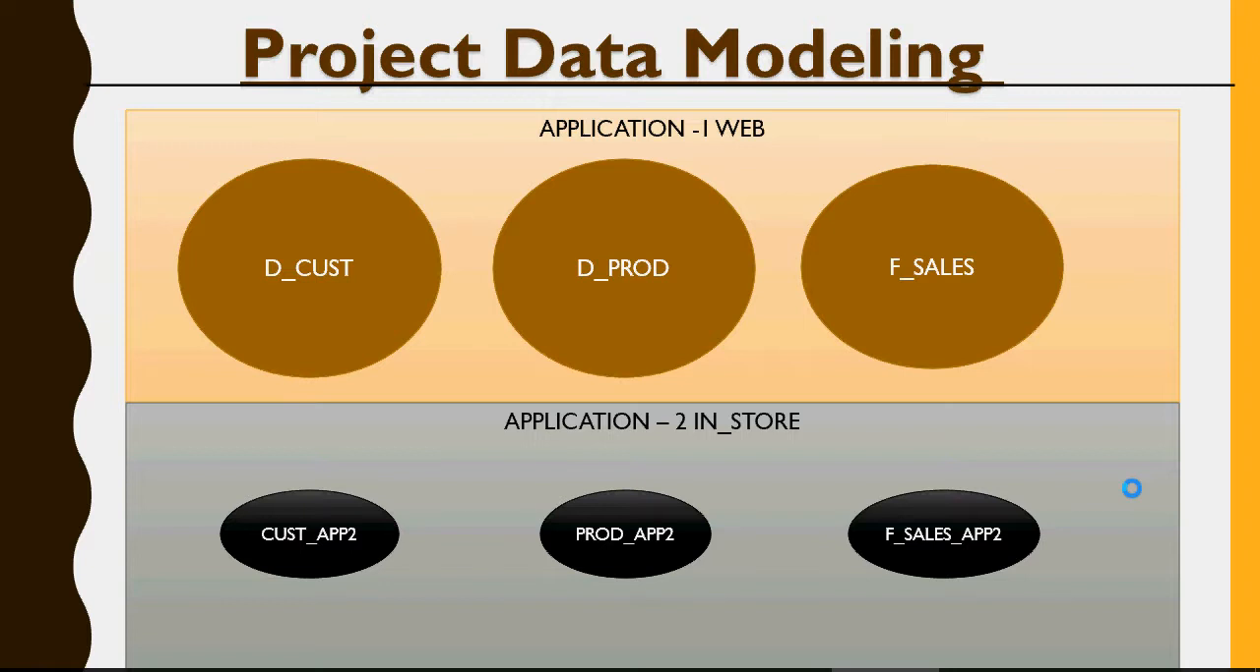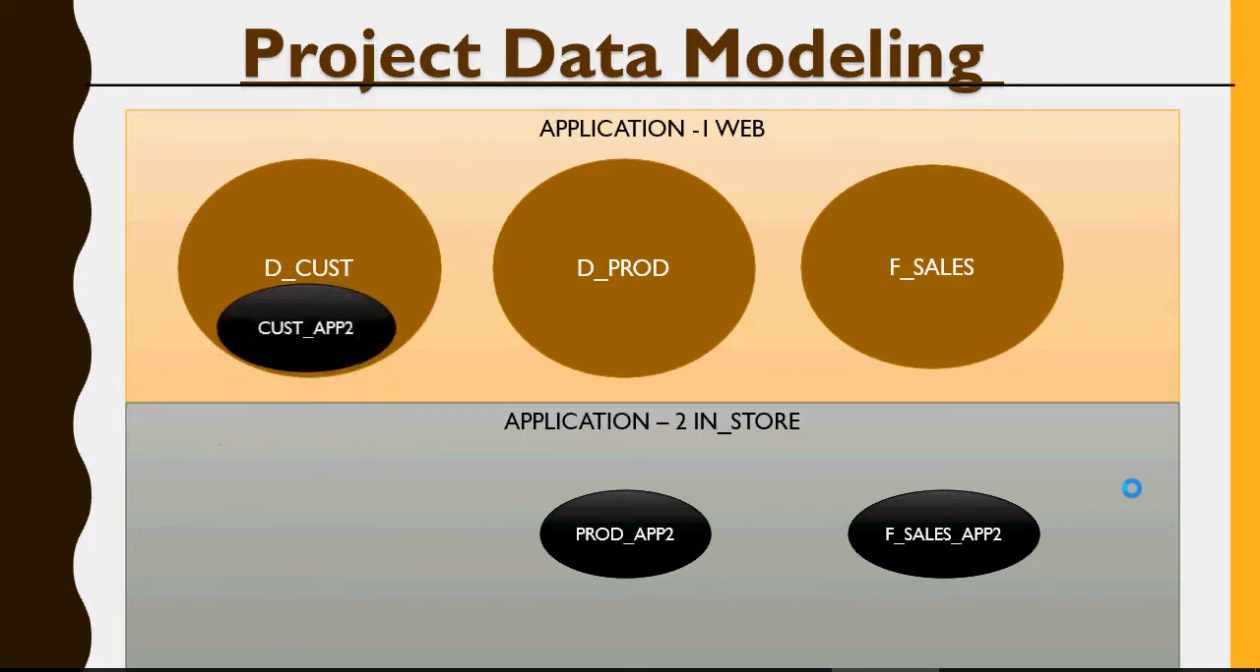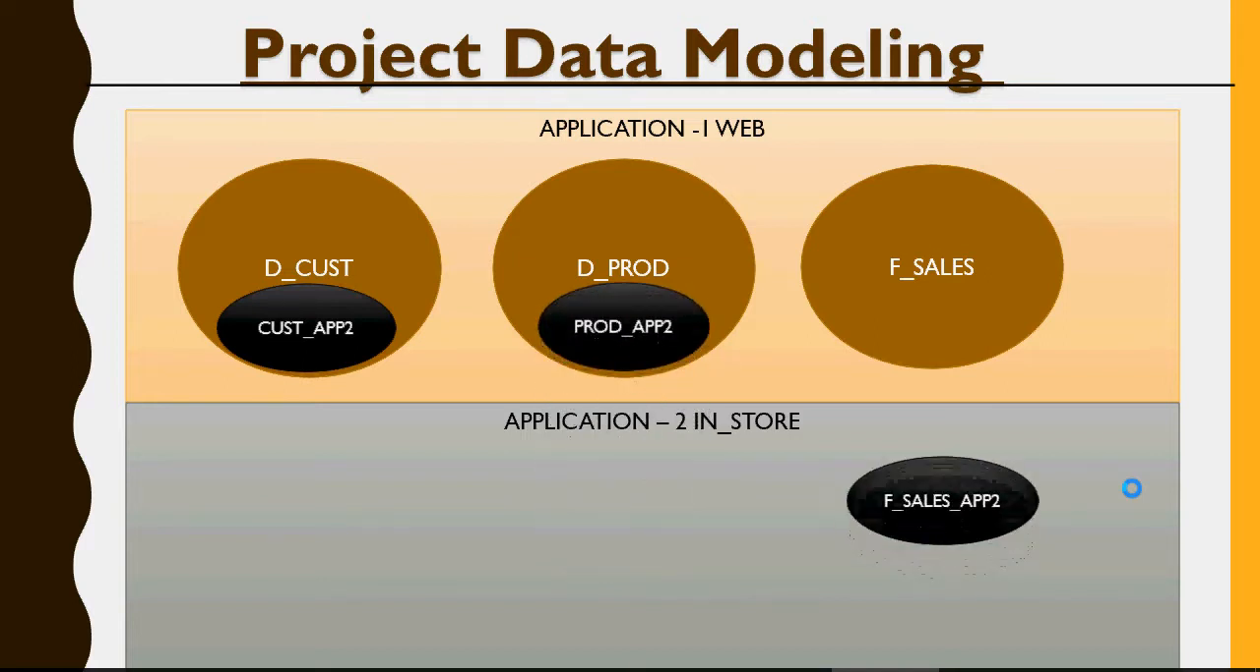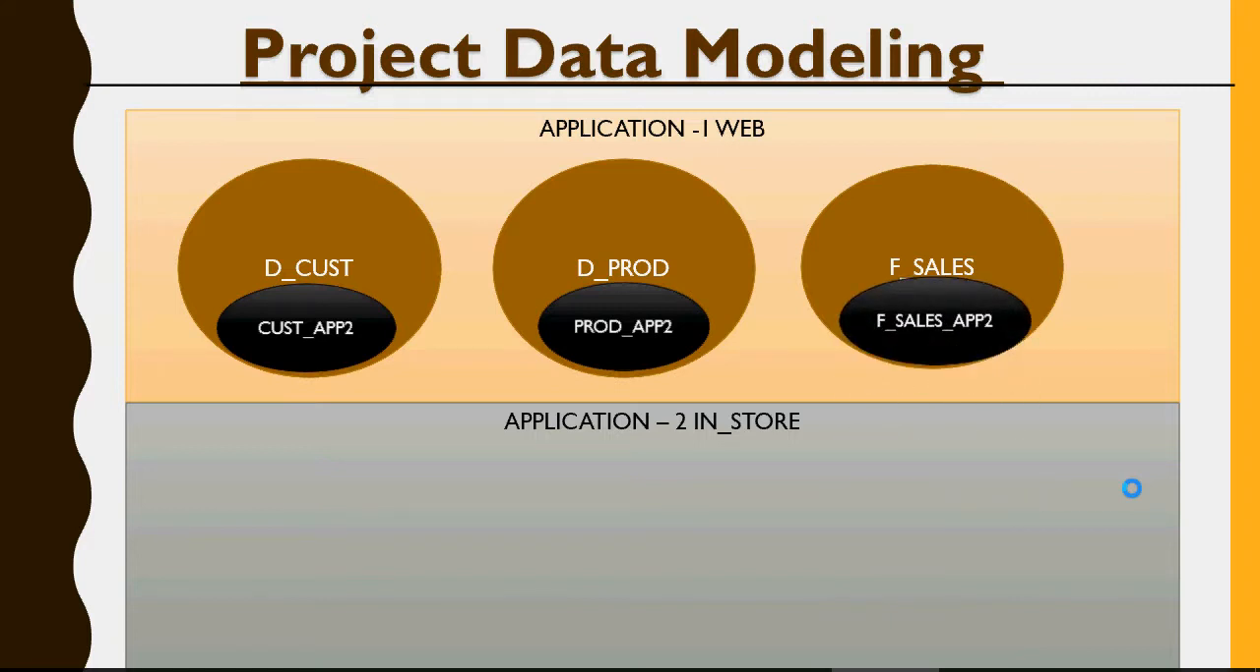Because it's the similar kind of data and we are trying to create a unified reporting and analytics platform, in order to make sure that this whole analysis can be done using one single data model. And that is why we have merged, or rather append or union, dcust and cust app2, which we are going to do in this video. But we have already done dprod and prod app2 and f sales app2 in the previous video. And you can take a look at it.